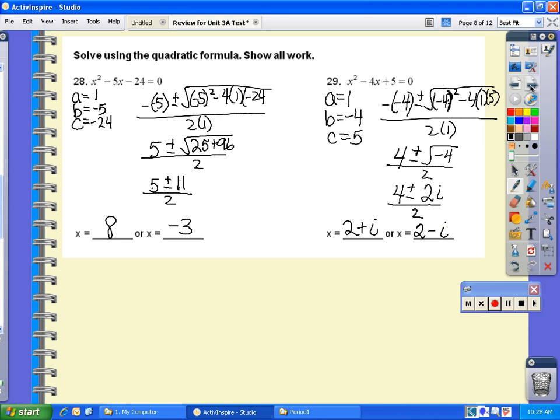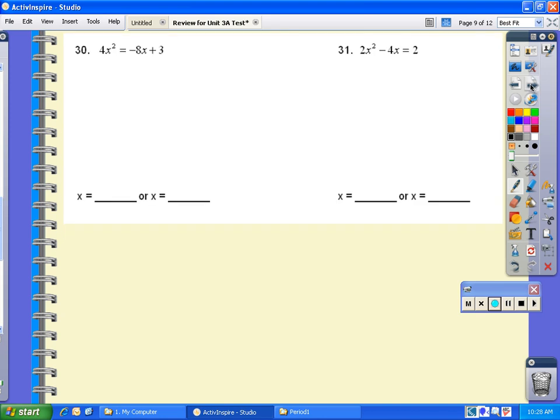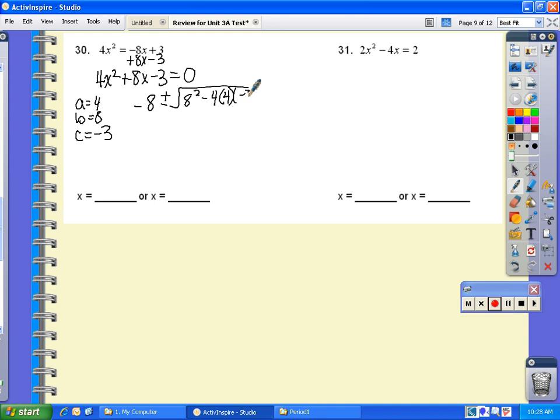I'm going to turn the page now to numbers 30 and 31. For number 30, you have to first get this equal to 0, which means to add 8x and subtract 3 from both sides. So that gives you 4x squared plus 8x minus 3 equals 0. A equals 4, b equals 8, c equals negative 3. Now I'm going to put it in the quadratic formula. So negative b plus or minus the square root of b squared minus 4 times a times c, all over 2 times a.